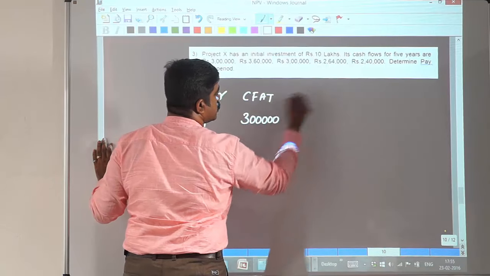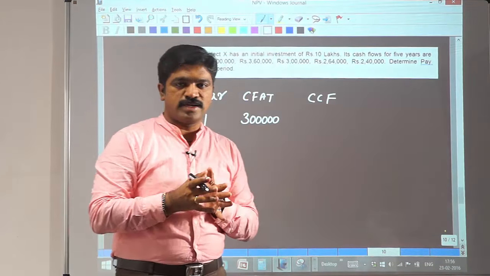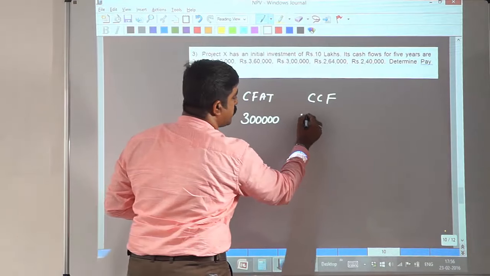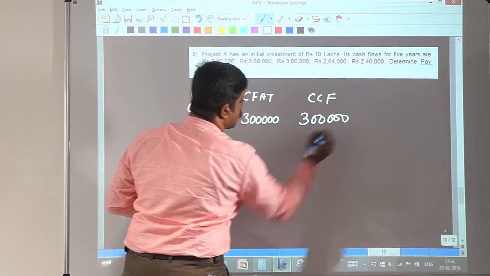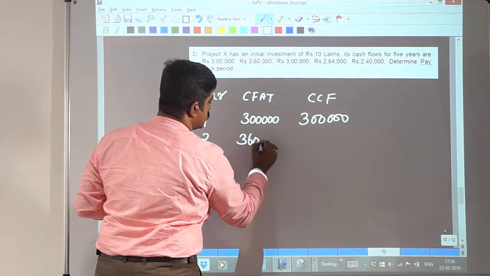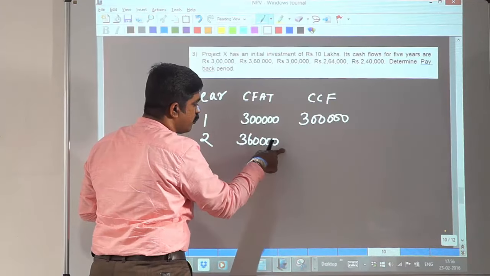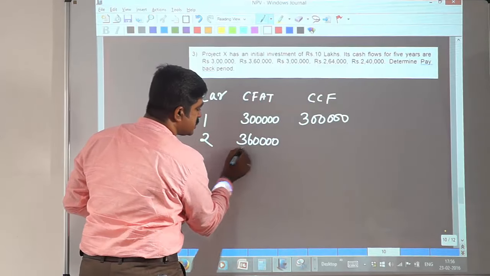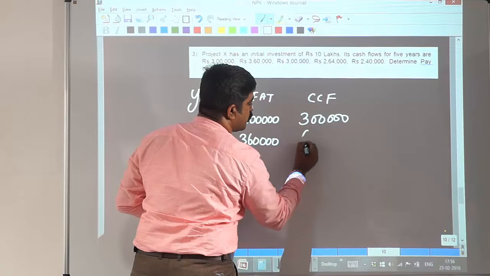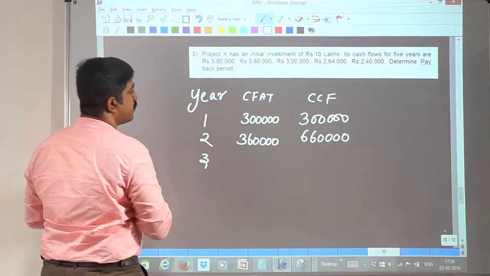Now I'll calculate something known as cumulative cash flow, CCF. Cumulative cash flow is nothing but the cash flow of that year added to the cash flows up to the previous year. Since I don't have a previous year, my cumulative cash flow is also going to be 3 lakhs. Then year 2: it is 3,60,000. So what will be my cumulative cash flow? My current year cash flow, 3,60,000, plus cash flows up to the previous year, 3 lakh. So 3 lakh plus 3,60,000 is going to be 6,60,000.